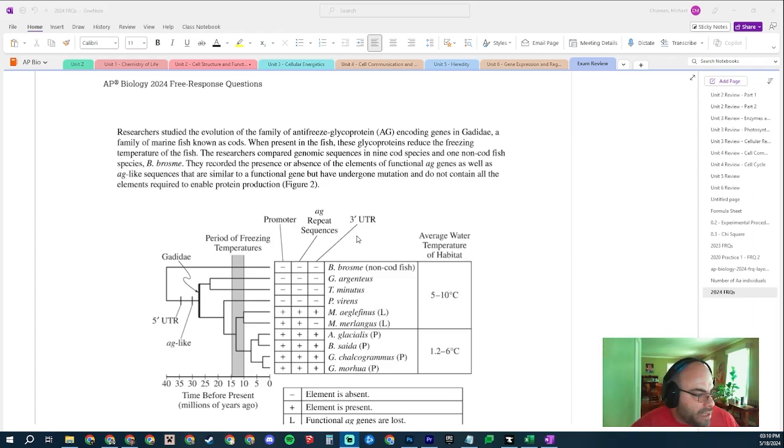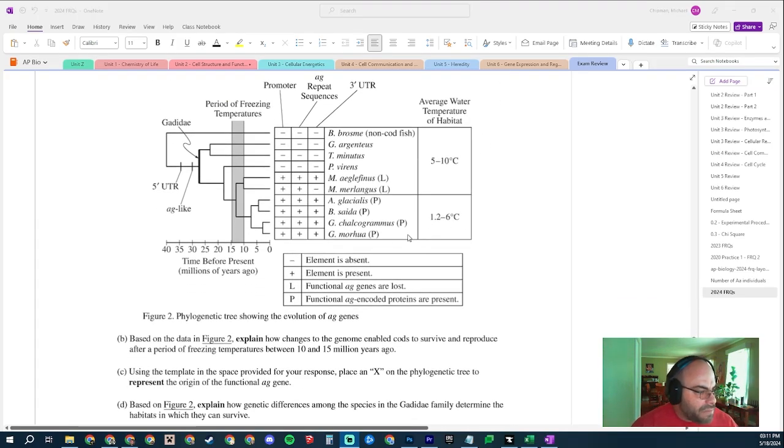Researchers compared genomic sequences in cod species and one non-cod species, Brosme brosme. They recorded the presence or absence of the elements of the functional AG genes, as well as AG-like sequences that are similar to a functional gene but have undergone mutation and do not contain all the elements required to enable protein production, figure 2. So let's look at this picture. It's pretty crazy, right? Lots of business going on here. You got your outgroup up here, right, with Brosme. You got your cod-type species, and you got some other things going on here. You got some stuff turned on and some stuff turned off.